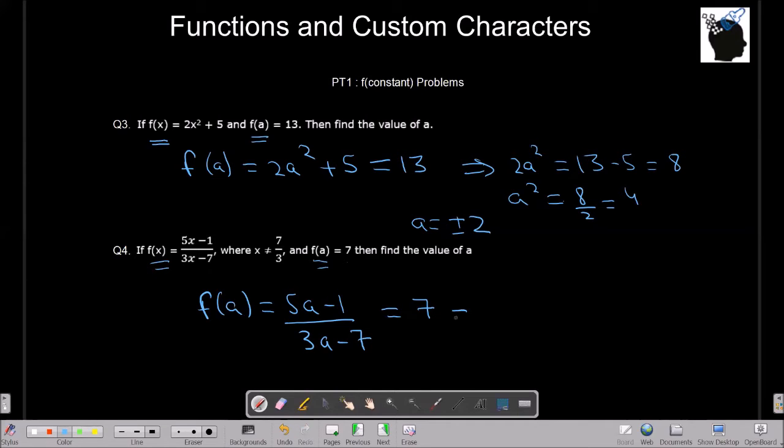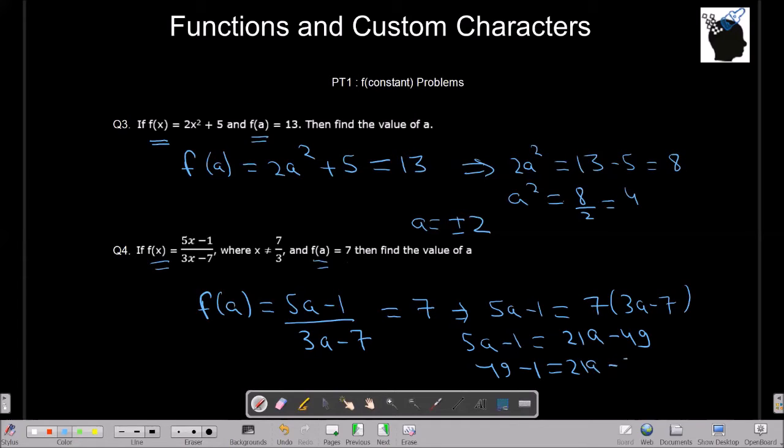And that is given to us as 7. Let's cross multiply. And we'll have 5a minus 1 is equal to 7 times (3a minus 7), or 5a minus 1 is equal to 21a minus 49, or 49 minus 1 is equal to 21a minus 5a, or 48 is equal to 16a, or a is equal to 48 by 16, which is nothing but 3. Let's try the next problem type.